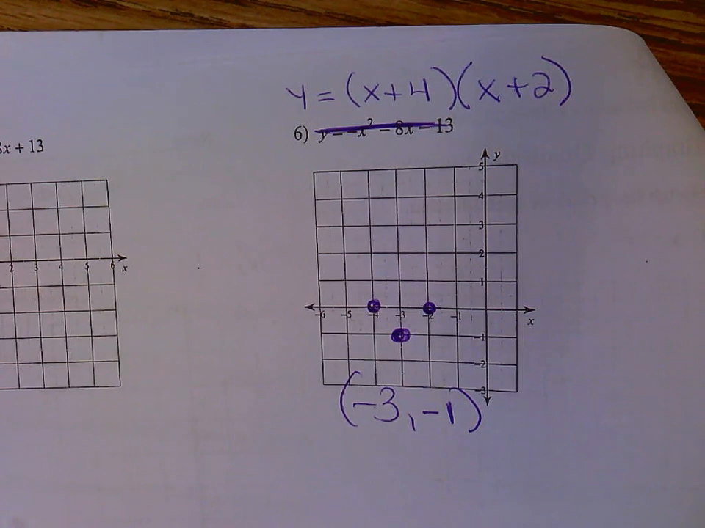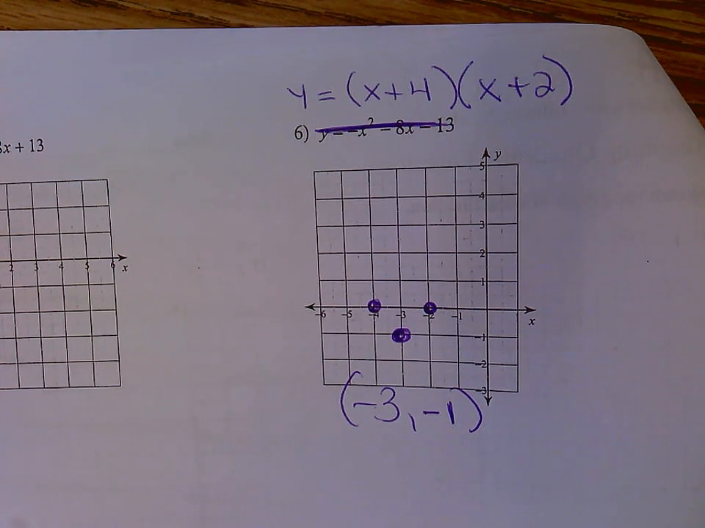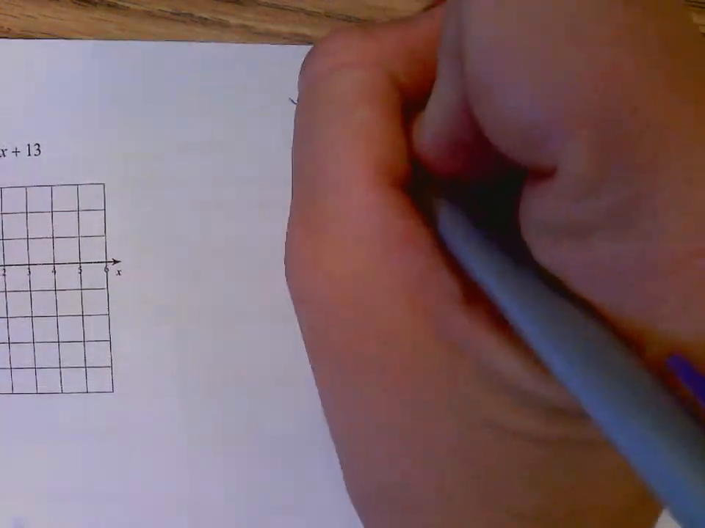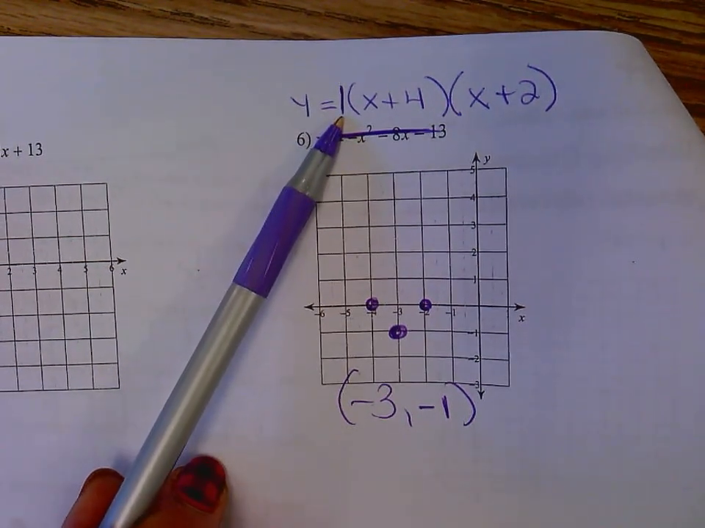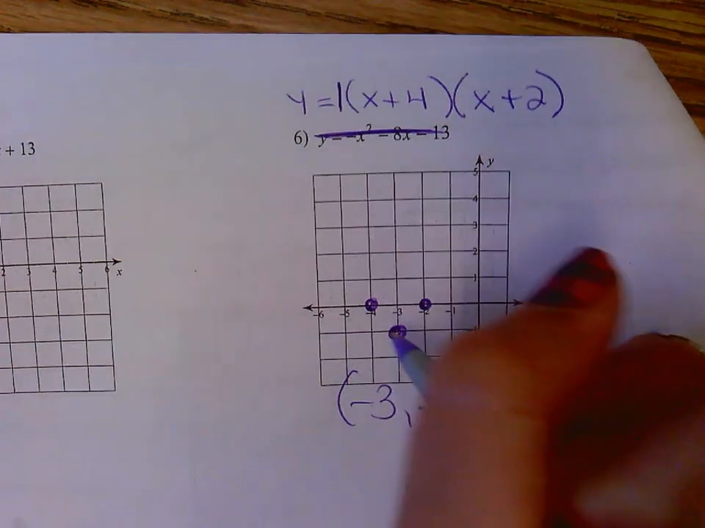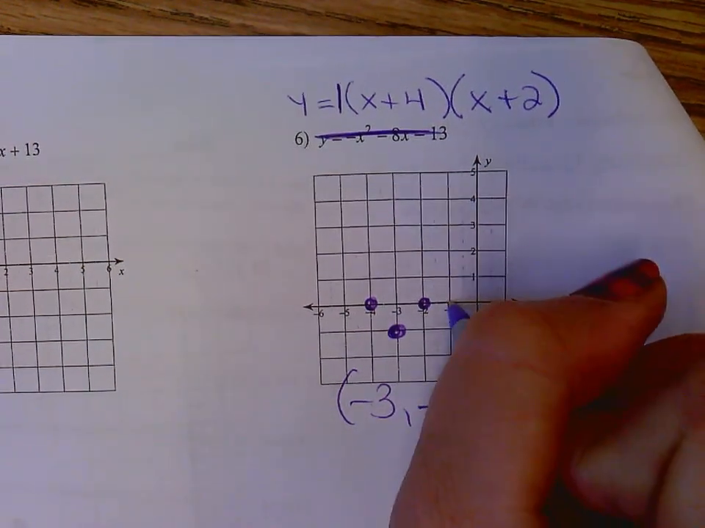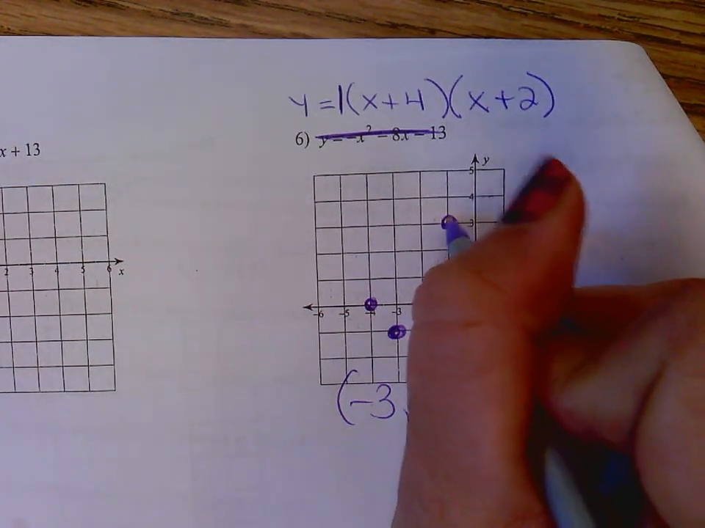So you plot your intercepts, find your vertex. Then this graph is just the parent function. If I wanted to, I could put a 1 in front, and that's just the parent, no stretch, no flip. So over 1, up 1, over 2, up 4.